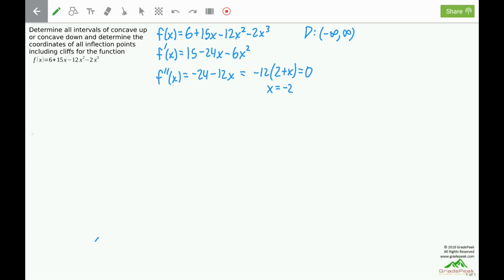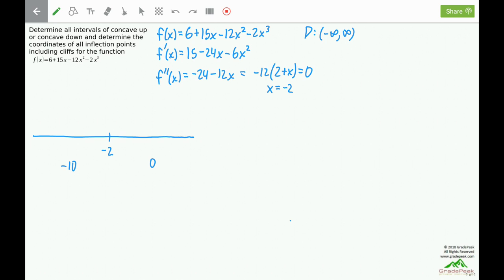We can now draw a domain line, a line representing the domain. It has no left end because it begins at negative infinity. It has no right end because it ends at positive infinity. We can put all candidate numbers on here. We have x equals negative 2, which breaks the domain interval up into two separate intervals. We can pick a test value in each of the intervals. The first interval is negative infinity to negative 2. Negative 10 is in that interval, and that can be chosen to be the test value. The next interval is negative 2 to positive infinity. 0 is in that interval and can be chosen to be the test value.